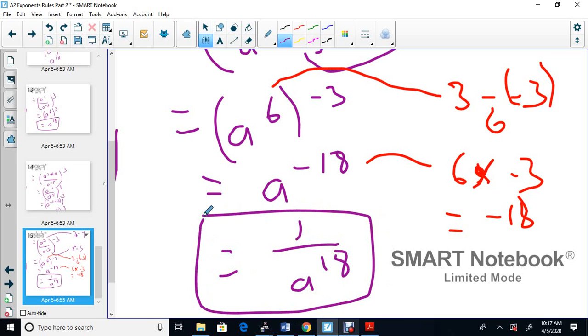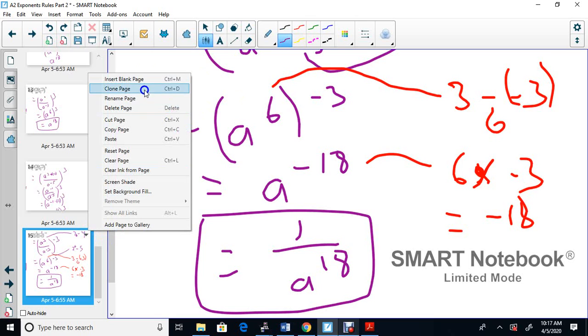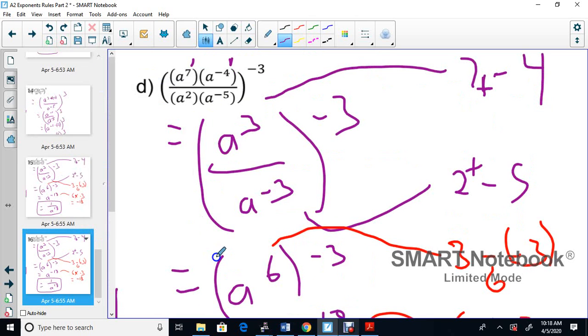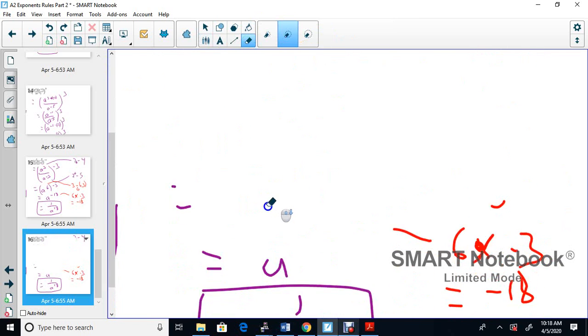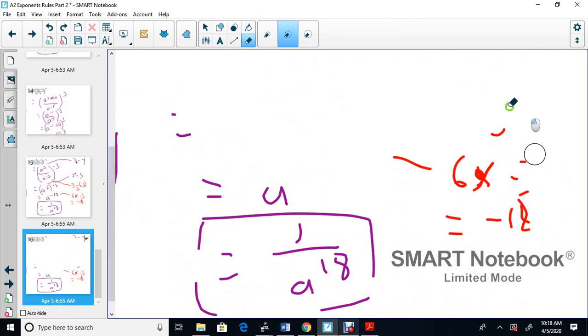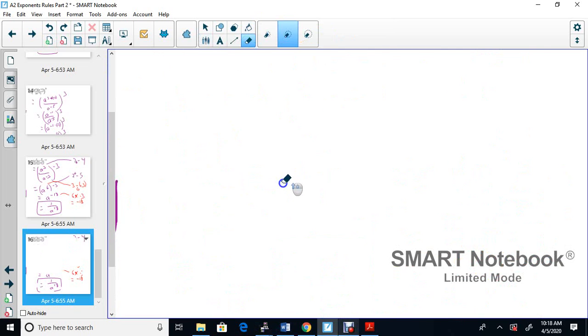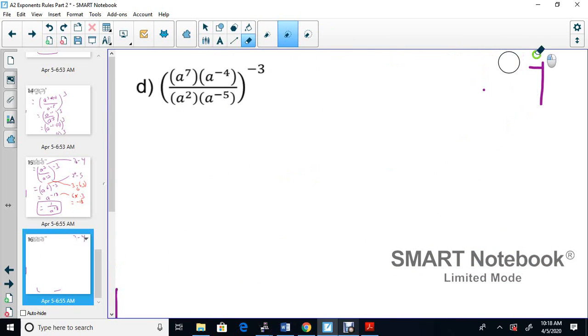Now, I'll do this one again, but a little bit quicker. So what I'll do is I'll clone this page. I'll show you what you should have. I'm going to do this question one more time. So let's erase all this stuff here with my eraser. I'll do this question one last time, but a little bit faster.